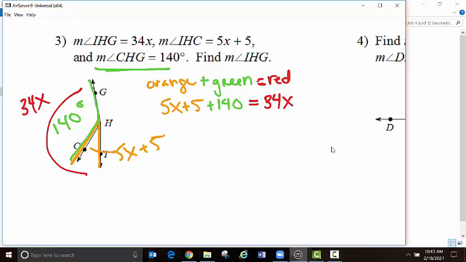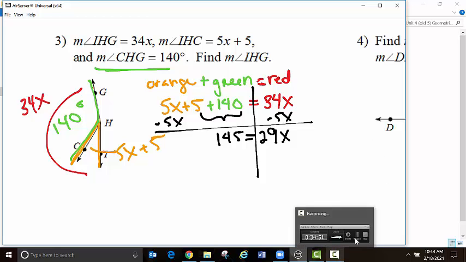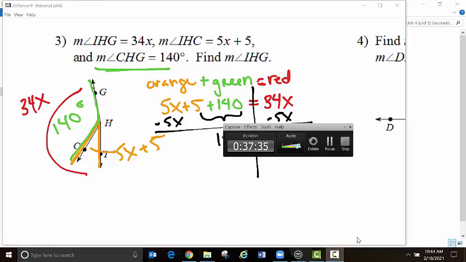In order to solve this, you need to get all the x's on the same side. So I'm going to write a line through the equals, minus 5x from both sides, and combine these two. So we get 5 plus 140 is 145. 34x minus 5x, 29x. I'm going to pause right there just because I don't know where you guys are at. How many of you are comfortable with this type of solving? Okay, we'll have to do some practice.